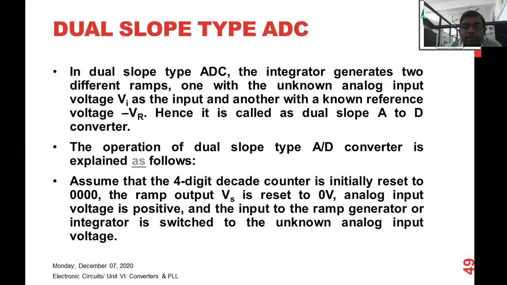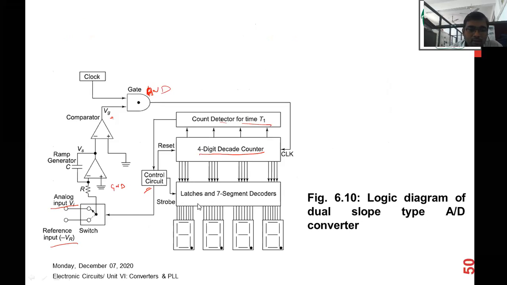The analog input voltage is positive, and the input to the ramp generator or integrator is switched to the analog input voltage. The integrator output is the ramp output Vs. Since the positive analog input voltage is connected to the inverting terminal of the integrator, it produces a negative ramp.